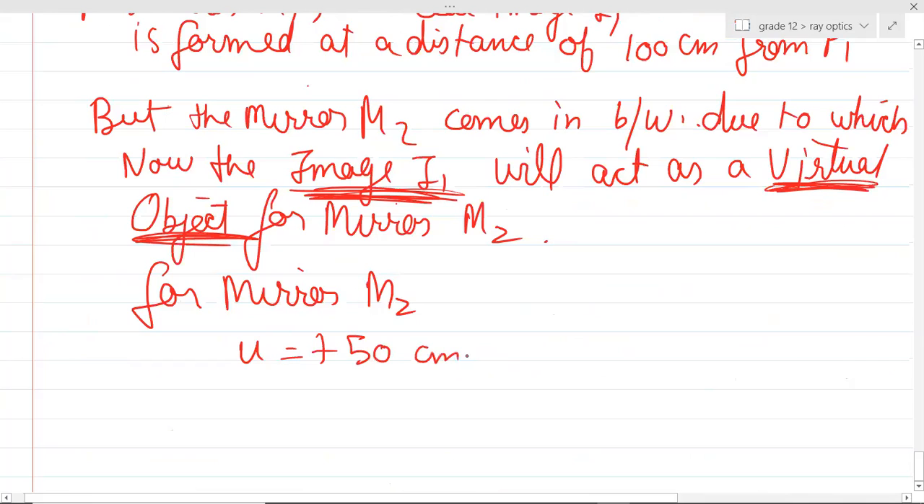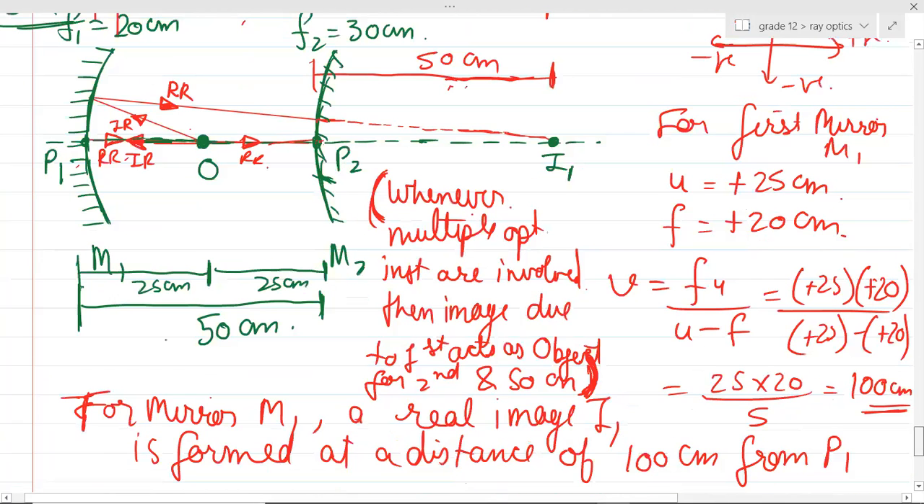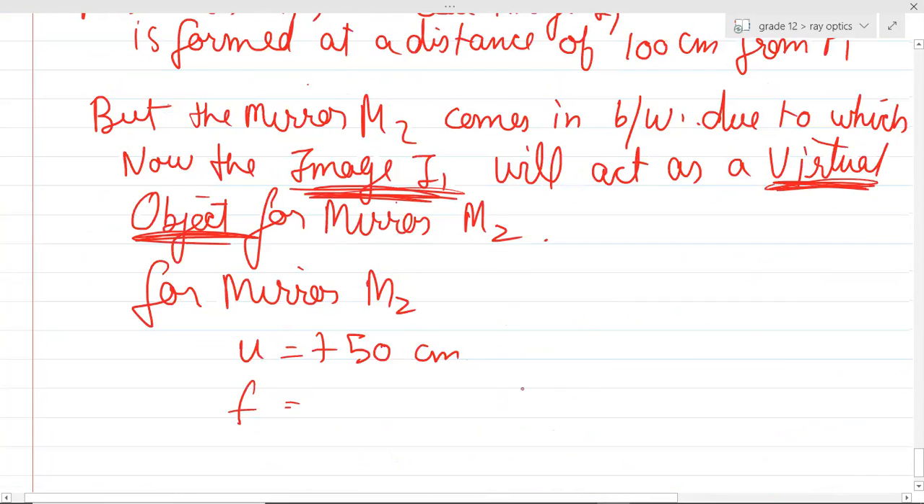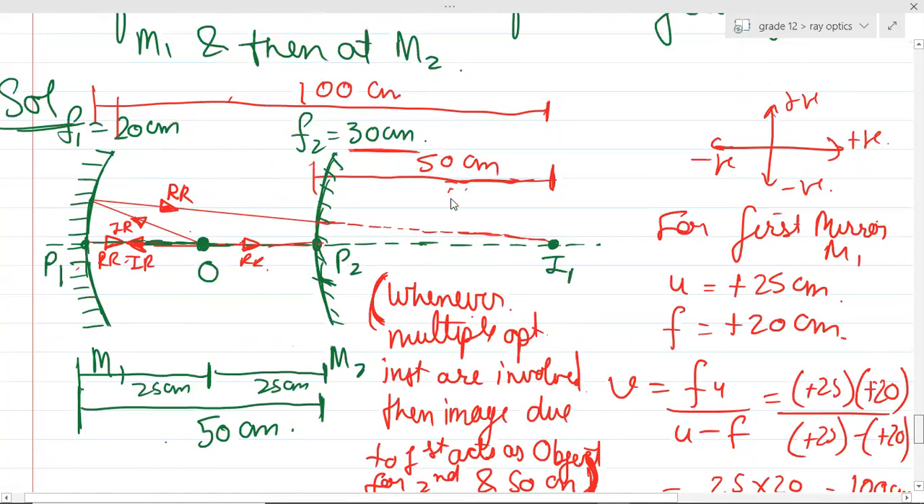50 centimeter. Can you see? Did I change the convention? The convention is still the same. No change in the convention, right? Now, can anyone tell me what will be the focal length of this mirror? 30 centimeter, plus or minus?